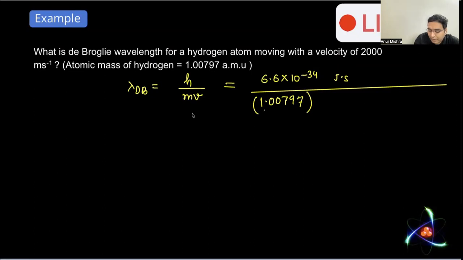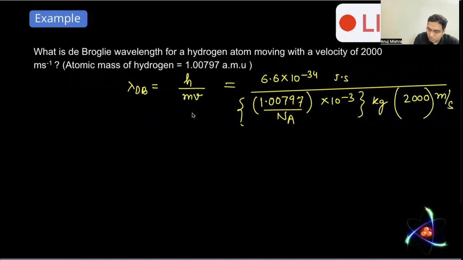AMU is written. You have to write it. So upon Avogadro's number, it is in gram. Multiply by 10 power minus 3, that is in kilogram, which is the standard unit. And velocity is given. Correct. Now, this whole thing, if we solve, we'll get the value of lambda de Broglie. Is it clear to everyone? I understand. Just for simplification purposes, you can use 1.00797 as 1.008. That's fine. Can you close this question from your end? The only unknown is lambda dB. Rest all is in front of you. Put the values, get the answer.